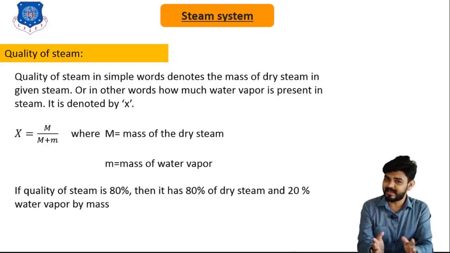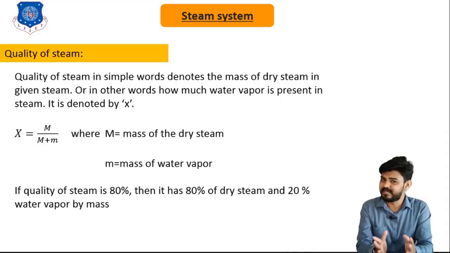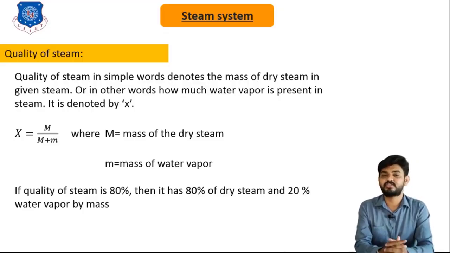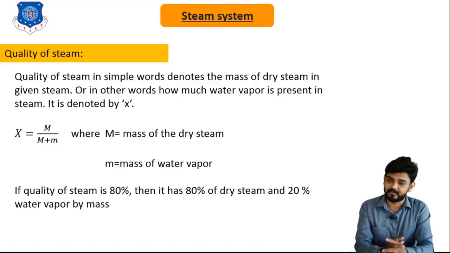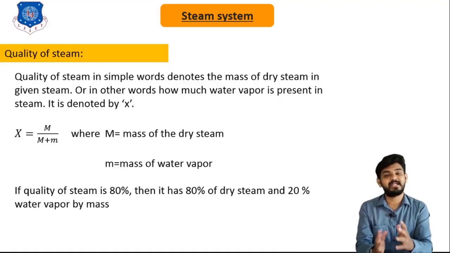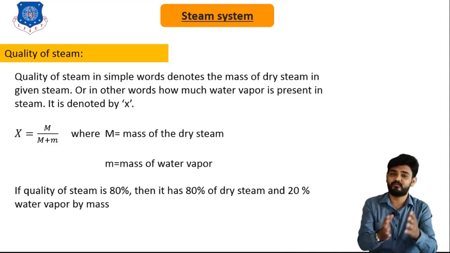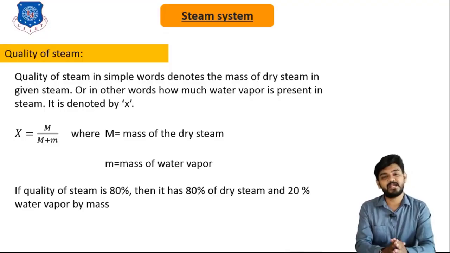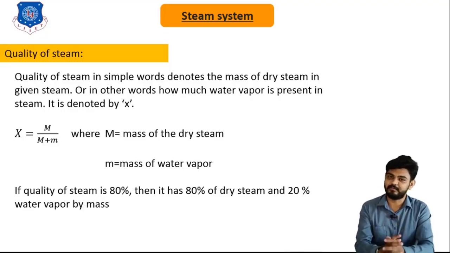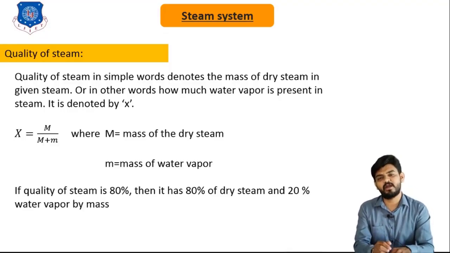It is denoted by X, and it can be found by capital M divided by capital M plus small m, where capital M is nothing but the dry steam and small m is the water. So if someone says that the quality of steam is 80%, that means 80% of the steam is in the form of dry steam, while the remaining 20% is water. So this was all about the quality of steam.